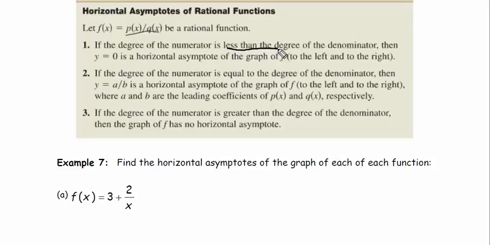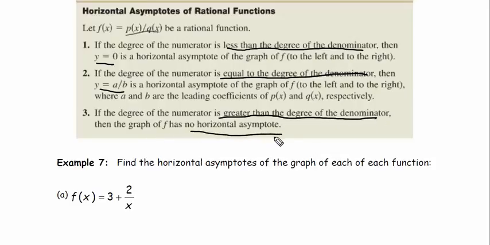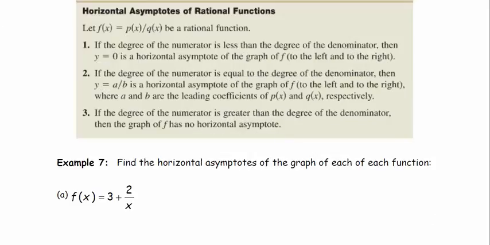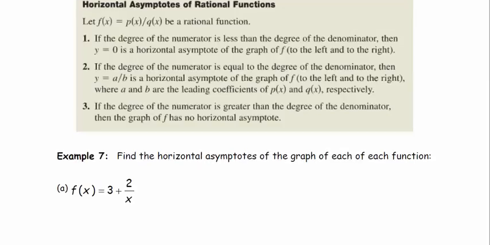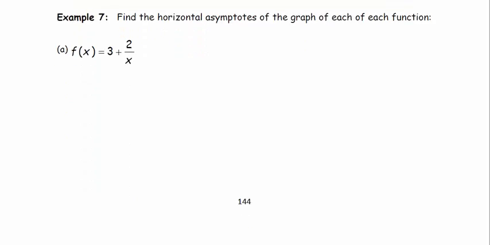Less than the degree of the denominator, then y equals 0. Equal to the degree of the denominator, then y equals a over b. And then greater than the degree of the denominator, then no horizontal asymptote. Alright, so let's look at these examples here. Find the horizontal asymptotes of the graph of each function.